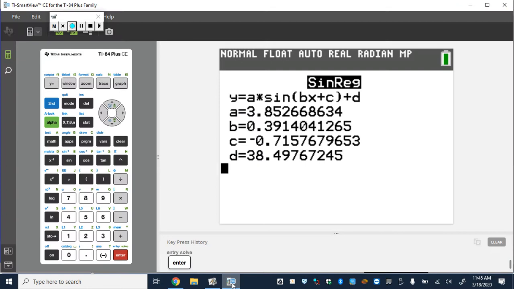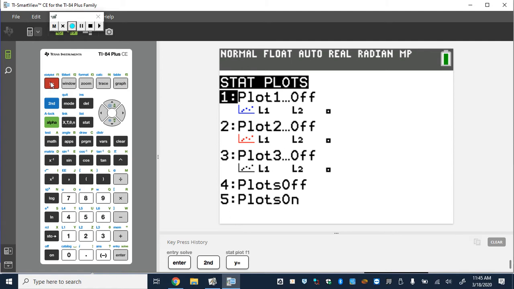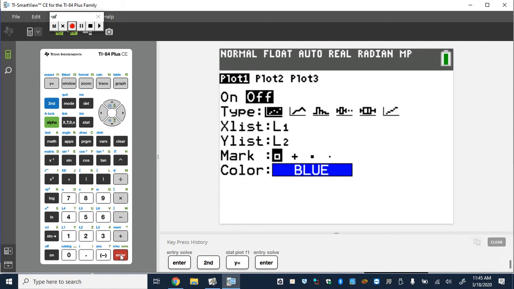Quick review on how to make a scatter plot. You would hit second, y equals, go into plot 1 and actually turn it on. And then everything else should be set up correctly to make a scatter plot. You want the first one. Those other things in there are not scatter plots. L1, L2, you can use whatever mark it is you want to use. It really does not matter, and whatever color you want to use.